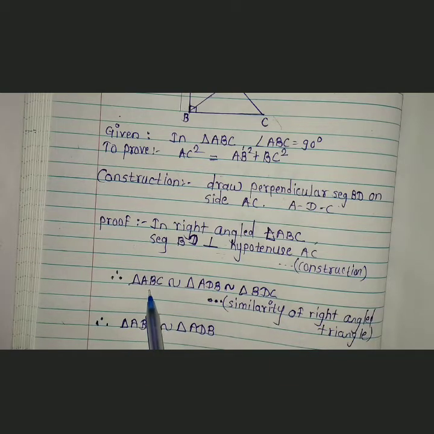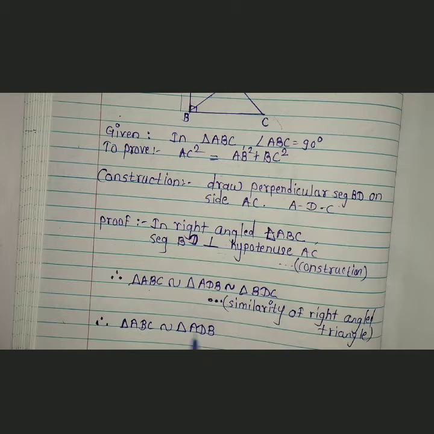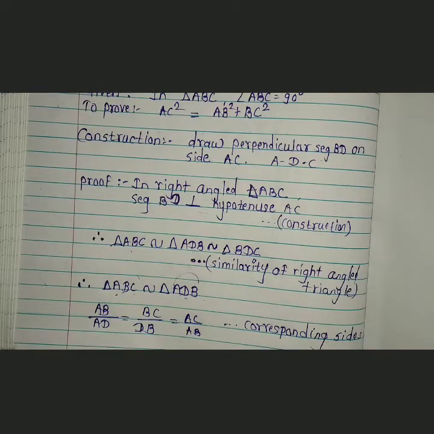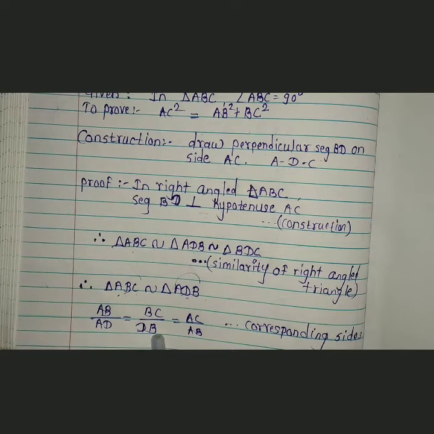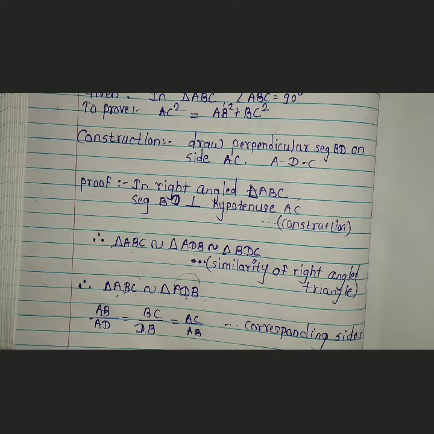First take the original triangle and one new triangle. Triangle ABC is similar to triangle ADB. These two triangles are similar. Therefore their corresponding sides are in proportion. What is the corresponding side of AB? AD. Of BC? DB. And of AC? AB. Therefore, AB upon AD is equal to BC upon DB is equal to AC upon AB. Corresponding sides are in proportion.